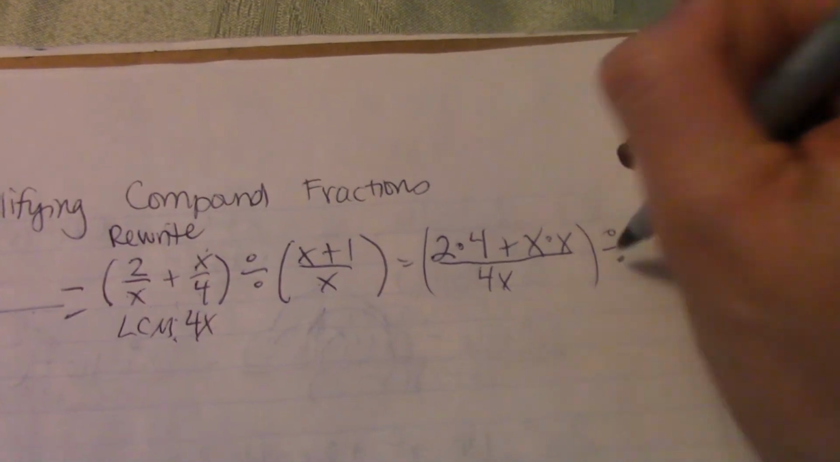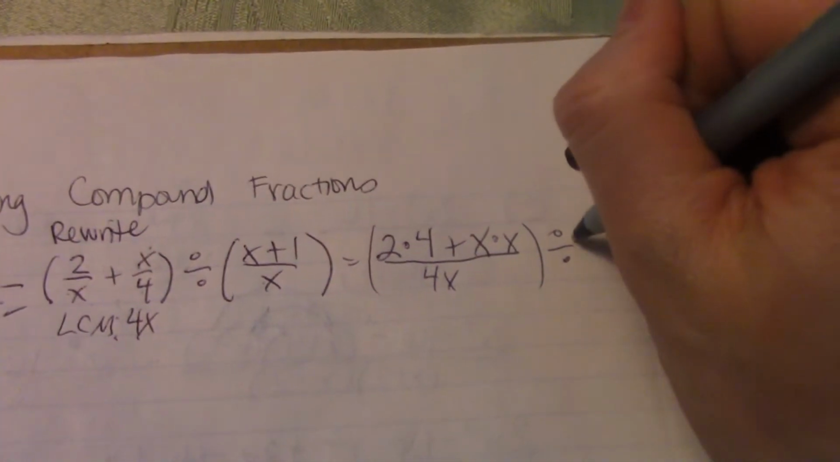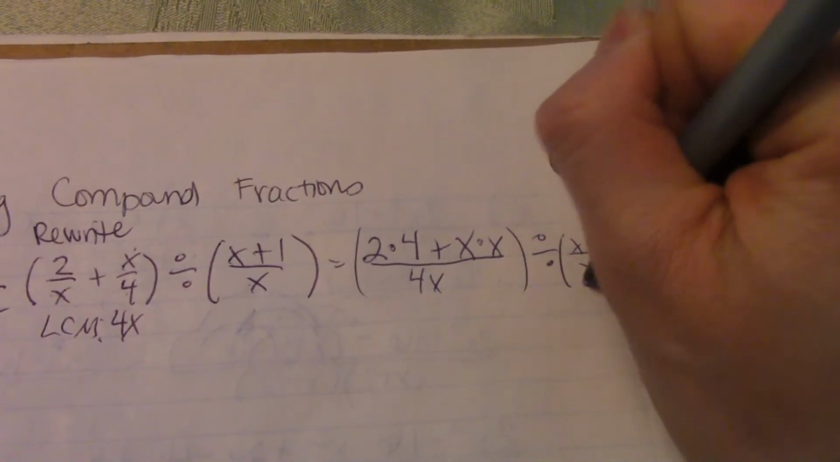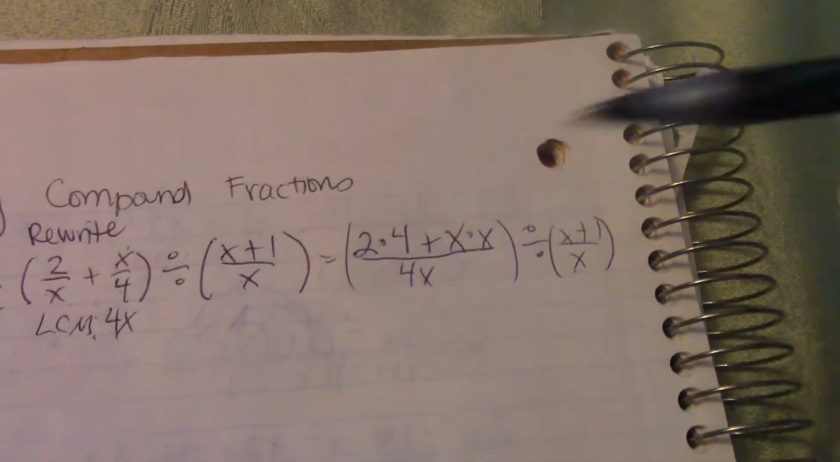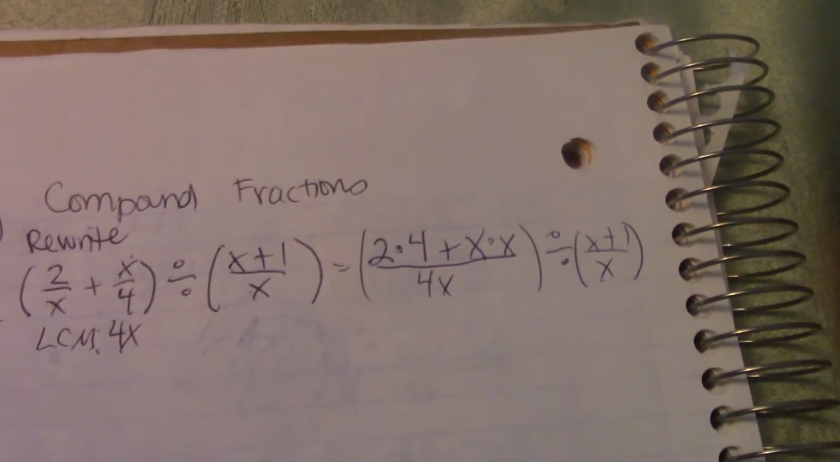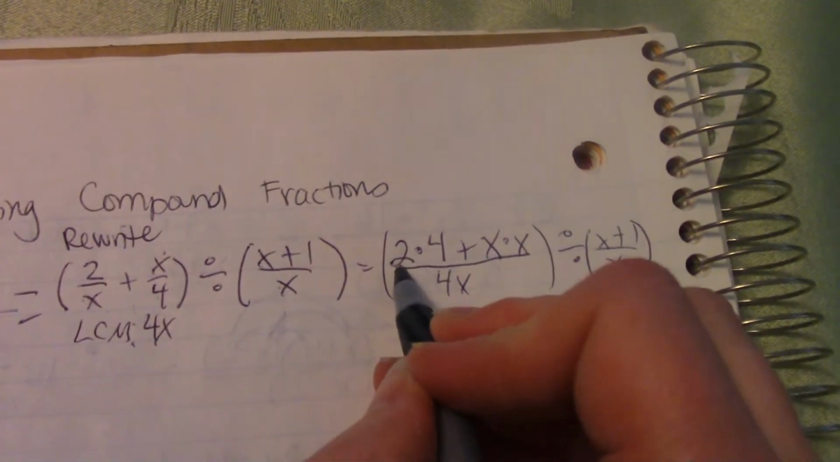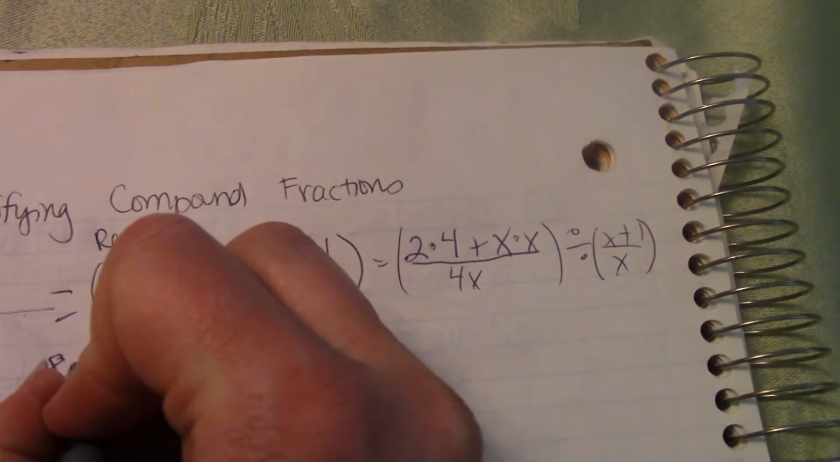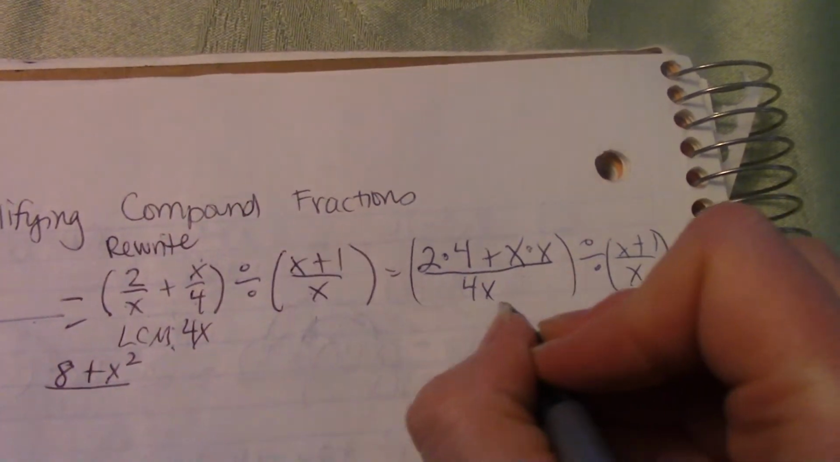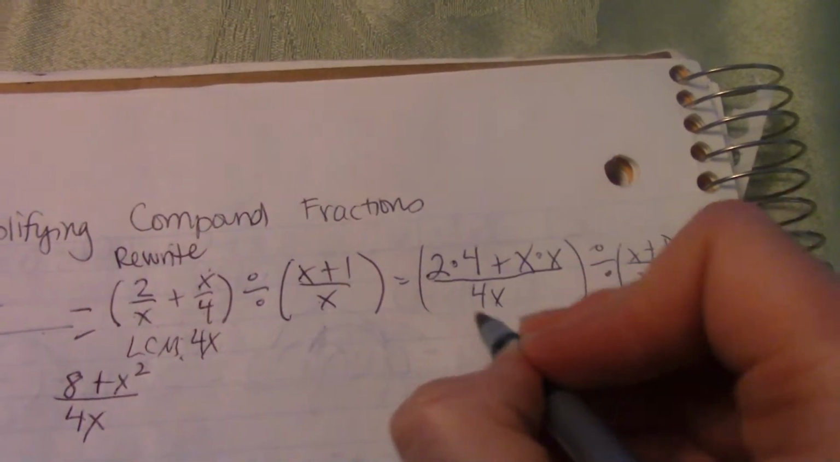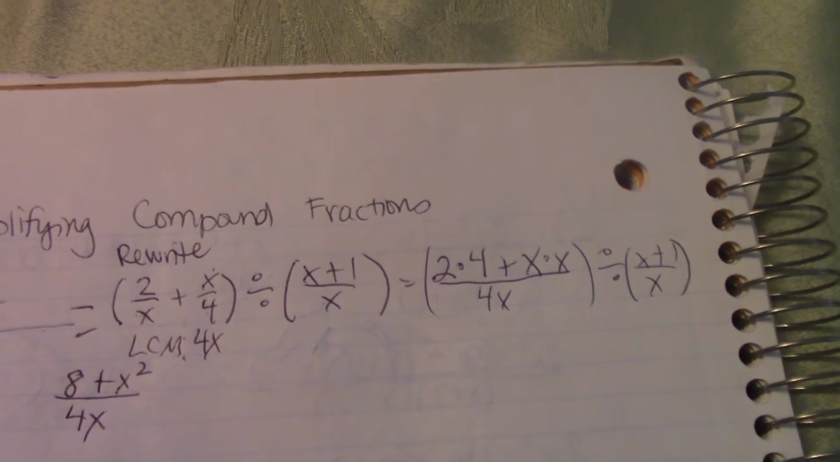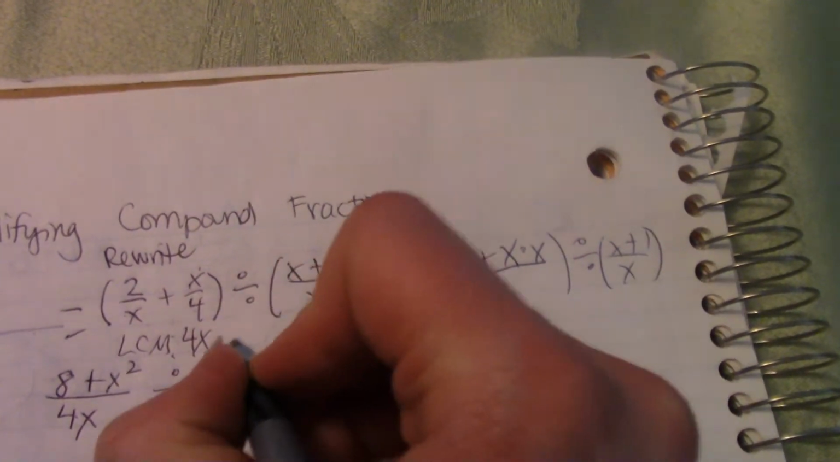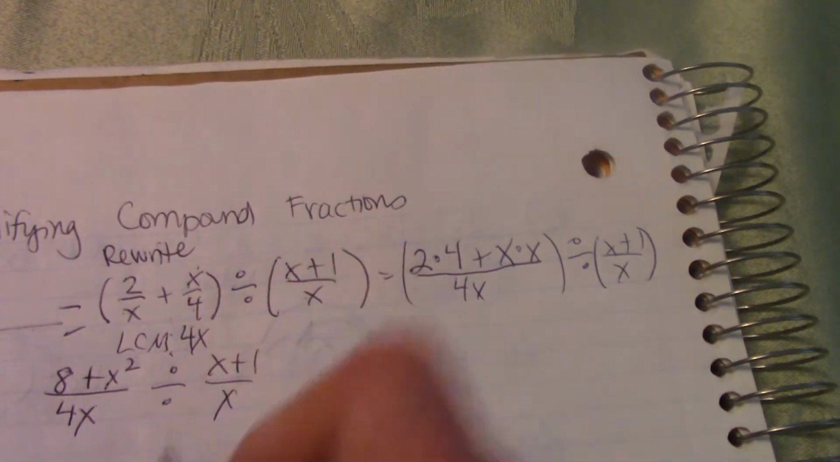This one is already in one fraction, so I don't have to do anything. So x plus 1 over x. If it wasn't, then I'd have to do this as well. Let's go ahead and simplify that. 2 times 4 makes 8. x times x makes x squared, over 4x. This simplifies to this. x plus 1 over x.